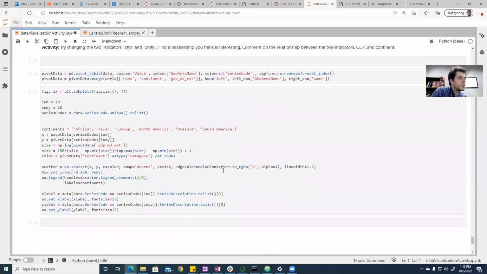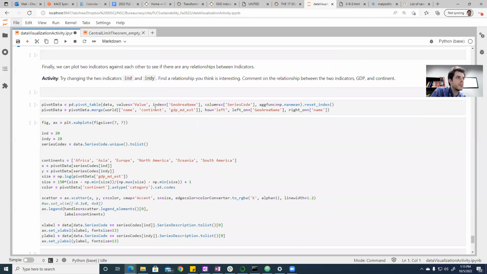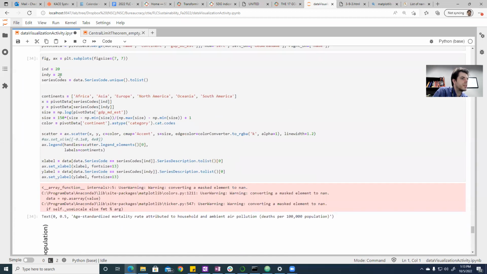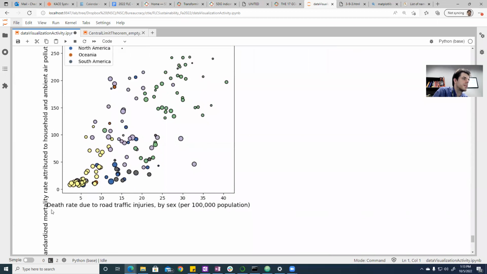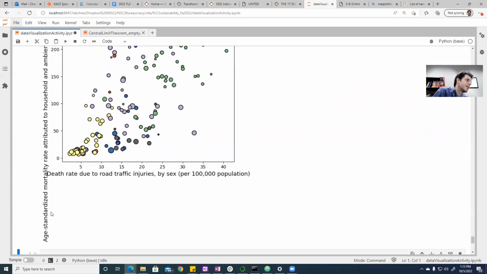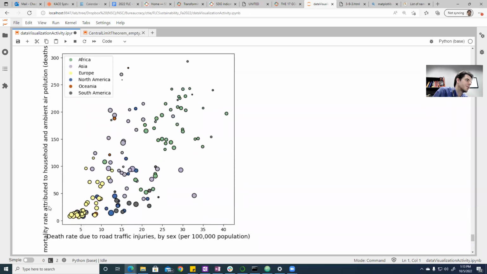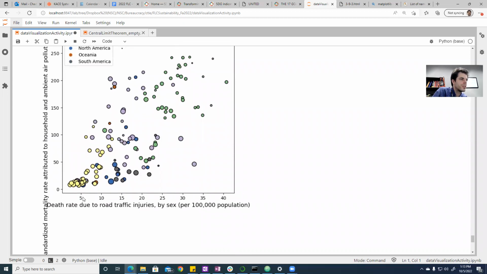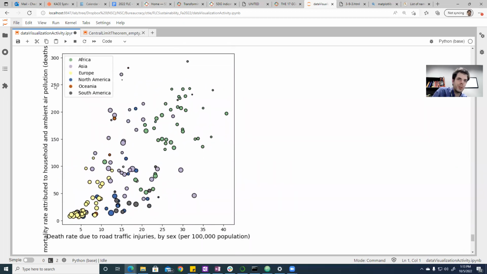The next thing I want you to do is play around with plotting indicators against themselves, right? So in this case, I have plotted 20 against 28. That is death rate due to road traffic injuries plotted against age standardized mortality rate attributed to household and ambient air pollution, right? So we're essentially looking at death rates due to accidents and death rates due to air pollution.